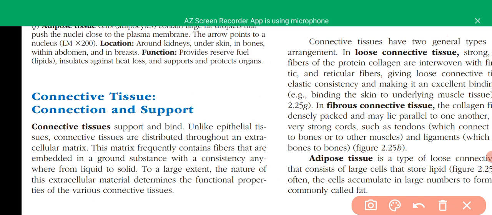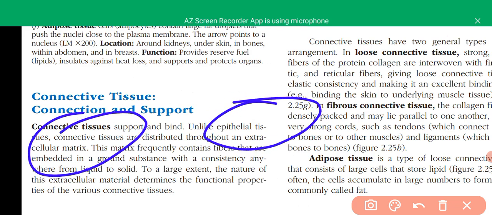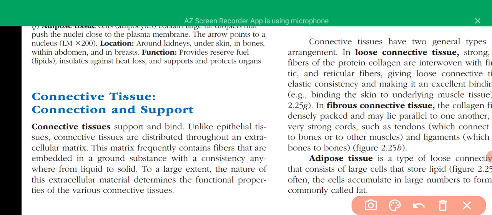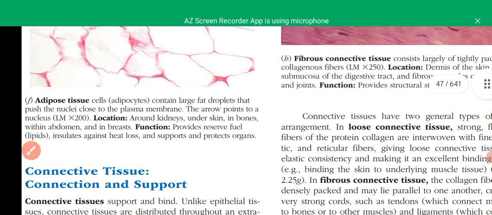Connective tissues are distributed to various organs, and they are present in an extracellular matrix, like the matrix which is present between the cells, and it is composed of various fibers, reticular fibers, collagen fibers, and various chemical compounds that give it its consistency, of various sizes, from gel to fluid consistency, and it depends upon the functional properties how it is structured.